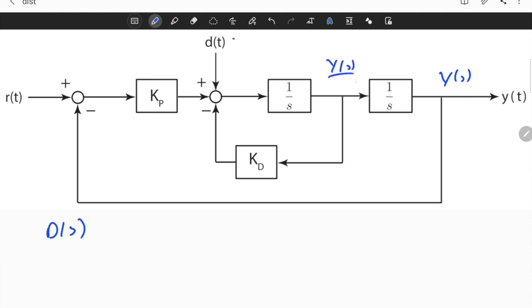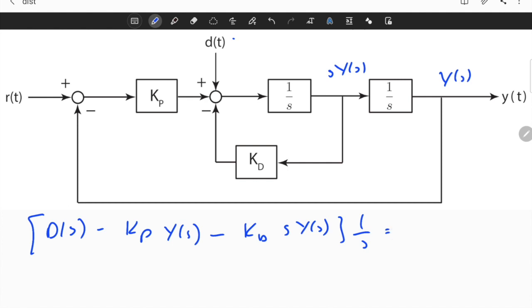Y of s divided by, no, it is s times y of s. Okay, that's nice. So d of s plus this signal is equal to kp times minus y of s, so I can put minus here. So it is equal to y of s, kp times y of s minus kd times s times y of s is equal to this signal, and multiplication of this with 1 over s gives us s times y of s. Okay, that's great.